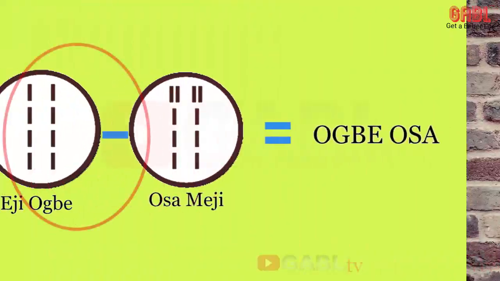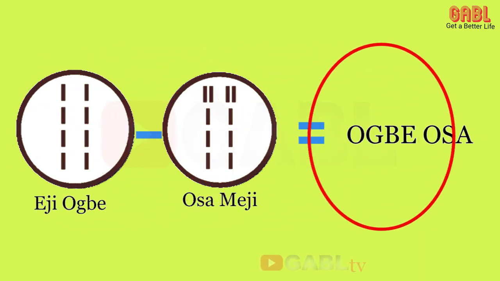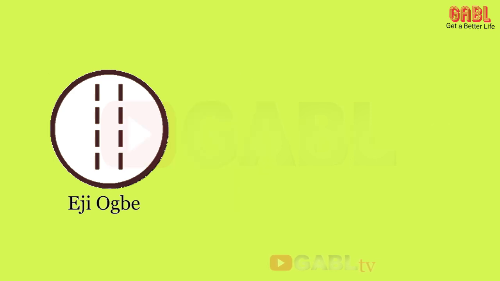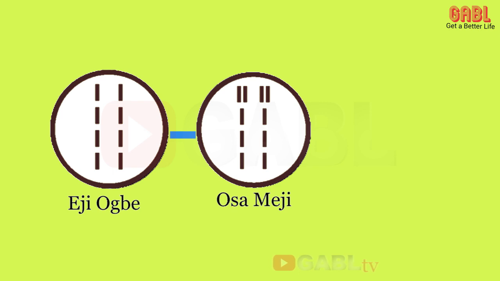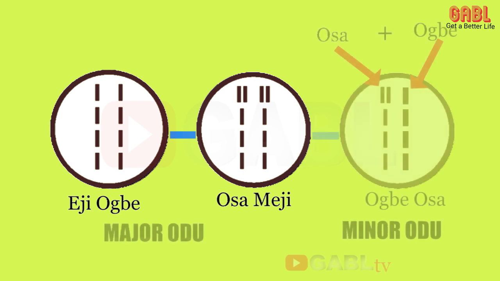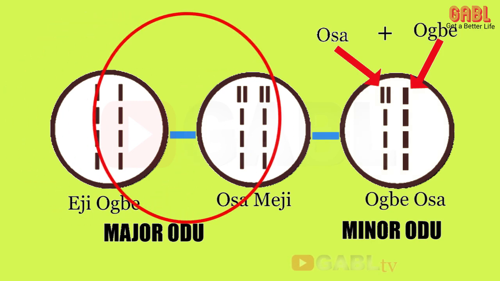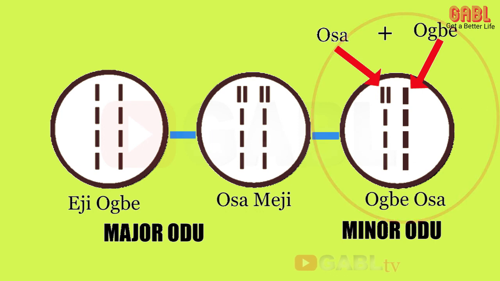Take for instance, Ejiogbe can produce Ogbe Osa. This is how to identify Ogbe Osa. It means Ogbe plus Osa signs. So let's join Ogbe Osa together to see the look of the sign. I hope you can see. Let me show you more examples.